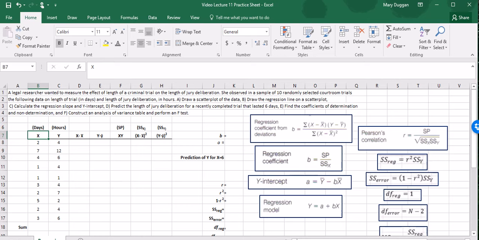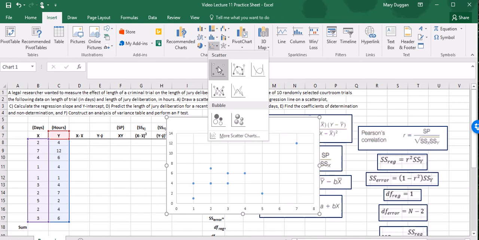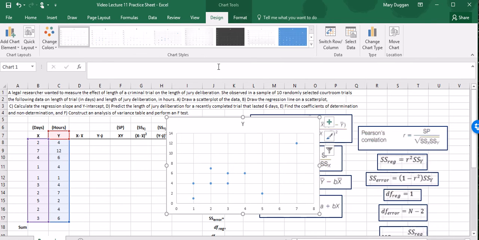Let's start by creating a scatter plot showing our data. I'm going to highlight the data first, and I'm going to include the X and Y as the labels for the data there. I'm going to click on Insert and select the charts that have the scatter. I'm going to select a simple scatter chart, and there we have it. I'm going to do some things to clean this up. First thing I'm going to do is get rid of the title because it really isn't helping us very much. The second thing I'm going to do is add axis titles.